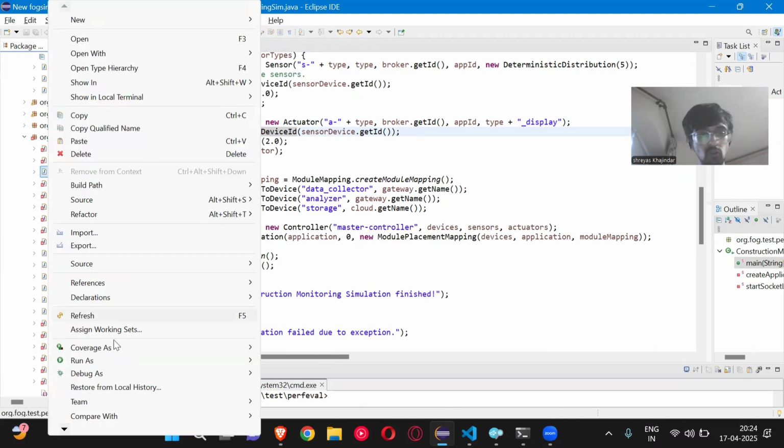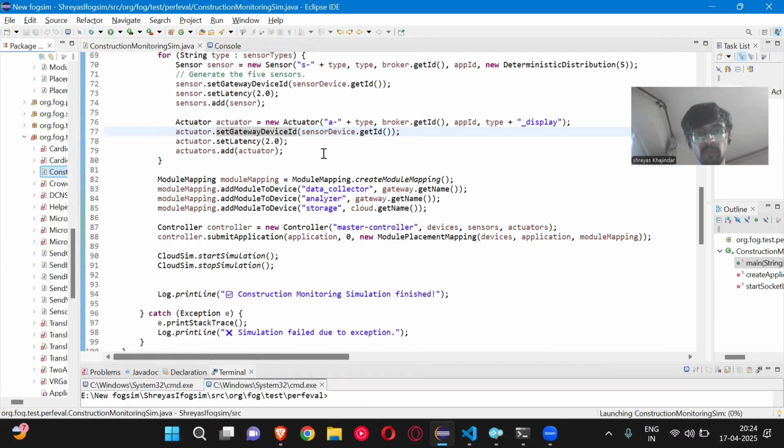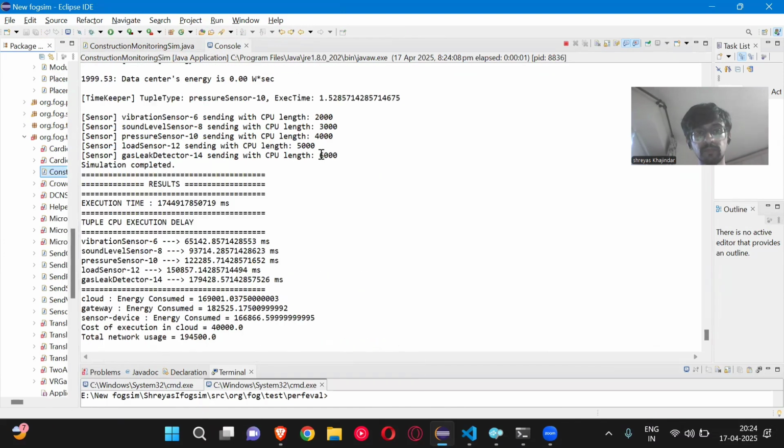Let's run this code. These are the results of the simulation, which include the tuple CPU execution delay for the five sensors with their execution delay values, and after that, the energy consumed by the cloud, gateway, and sensor devices, the cost of execution in the cloud, and the total network usage.